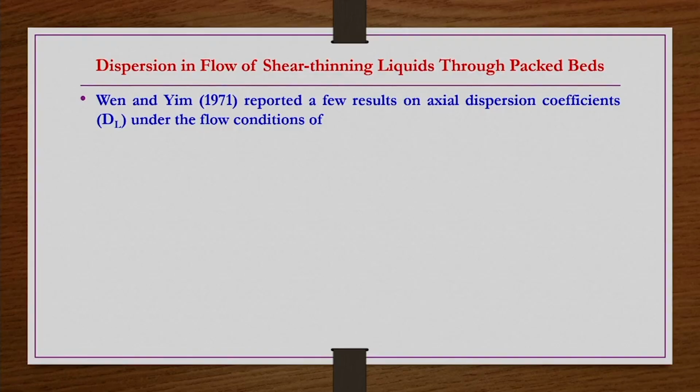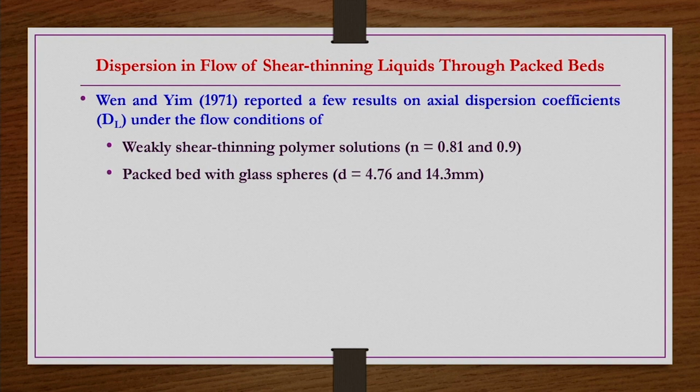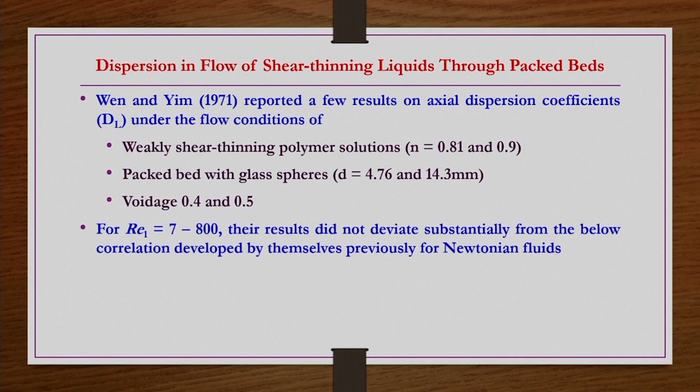Now, finally, before ending this lecture, we look at a little literature information on dispersion in the flow of shear thinning liquids through packed beds. Wen and Yim reported a few results on the axial dispersion coefficient, D_L, under the following flow conditions: weakly shear thinning polymer solutions, a packed bed of glass spheres of different diameters, voidage of 0.4 and 0.5, and experiments conducted in the Reynolds number range 7 to 800.